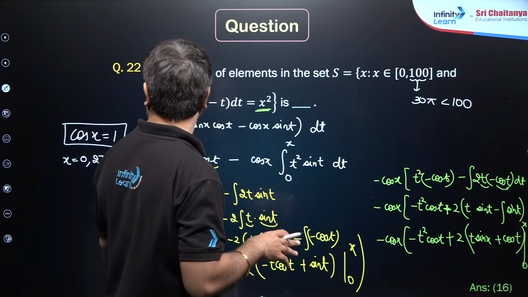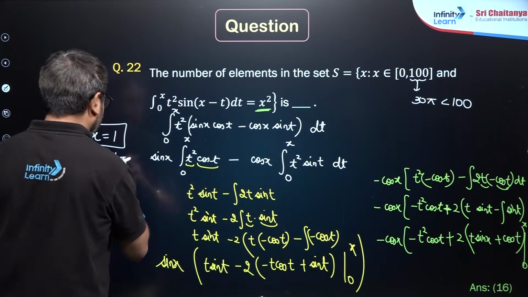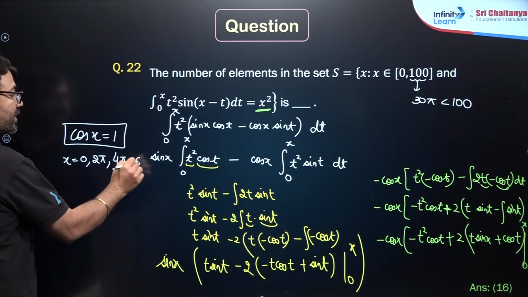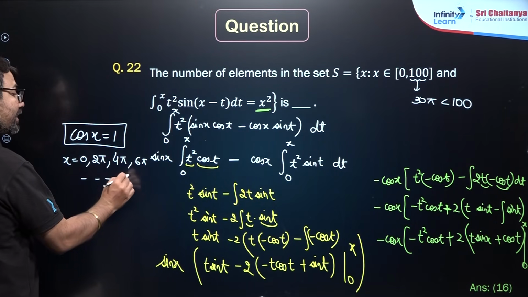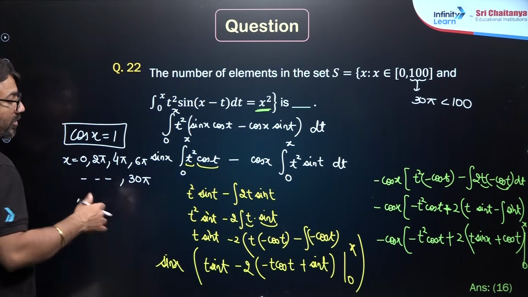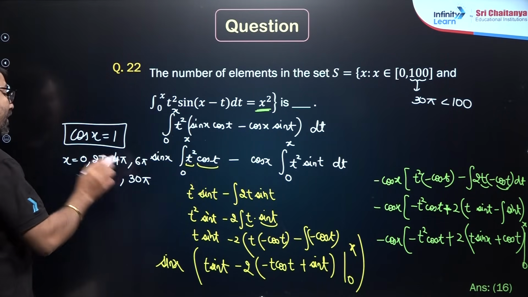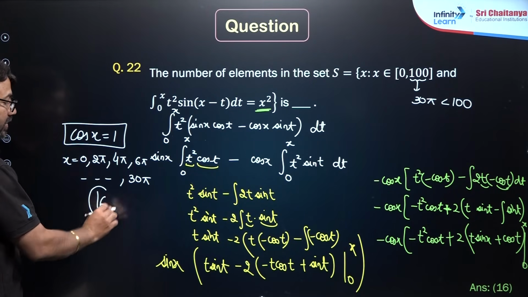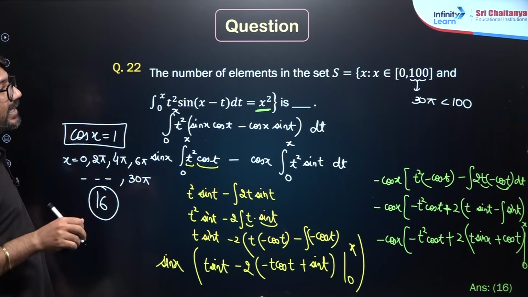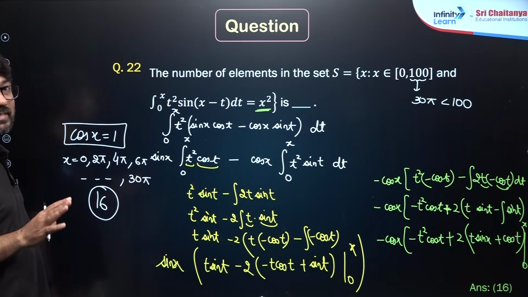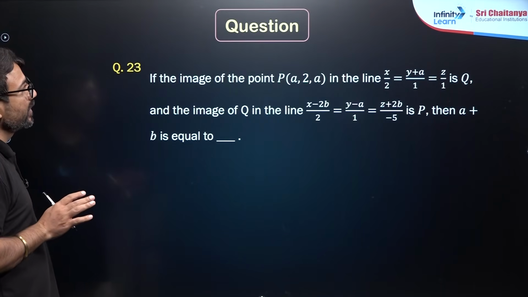So you will be able to observe that 0, 2 pi, then 4 pi, and then 6 pi. It will go on till 30 pi. We can't go beyond that because then it will be exceeding 100. So these are total 16 number of solutions. Number of elements in the set S which will be satisfying this will be 16 elements. So 16 will be the answer.